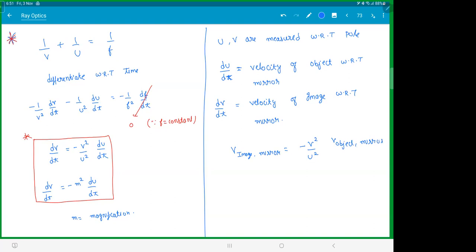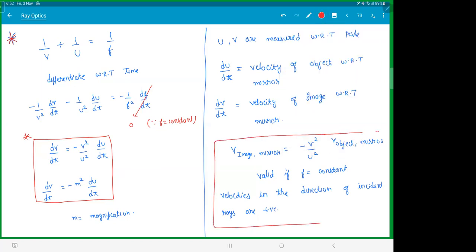And how do you take the sign convention? Again, remember, this is valid only if f is constant. And same thing, we choose velocities in the direction of the light ray as positive. Velocities in the direction of incident rays are positive. That is the final thing.